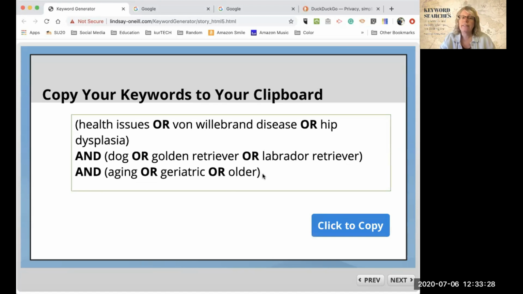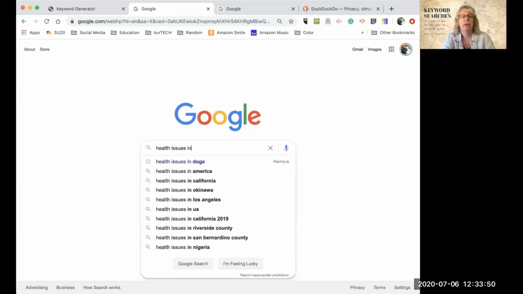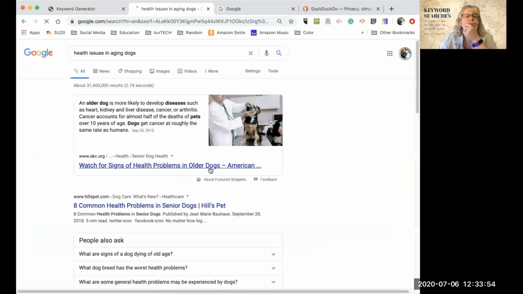So now it's giving me this whole big long health string, or a search string, that I can copy to my keyboard. So I'm going to go ahead and make sure I Control C on that and copy it. Now let's see what happens. So I'm going to come to Google and just type in health issues in aging dogs. So that's my first one.